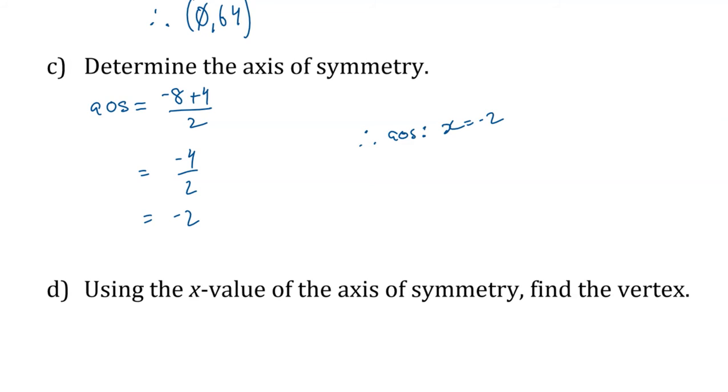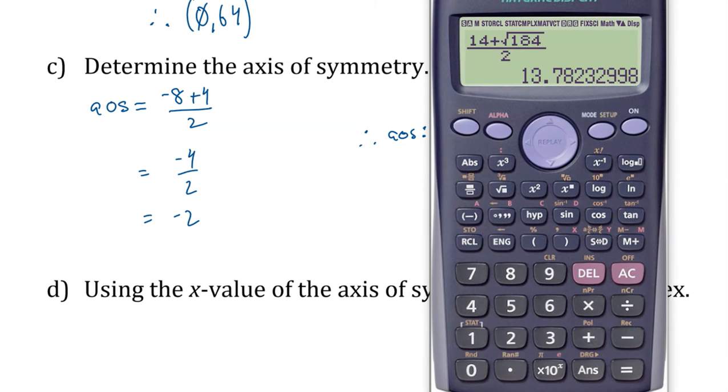Step-by-step process. There's your third step. Take your two x-intercepts, add them together, then divide by 2. Don't do this: negative 8 plus 4 divided by 2. Why did that say negative 6? And that's the wrong answer.